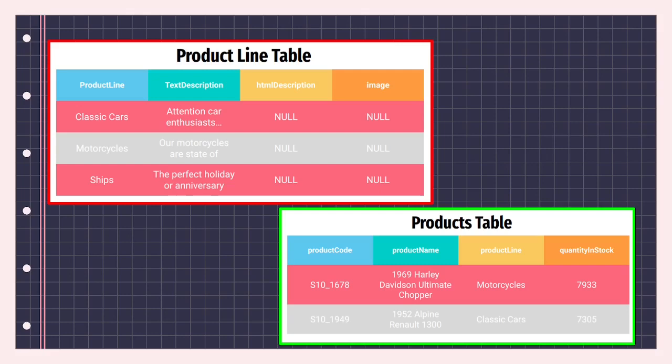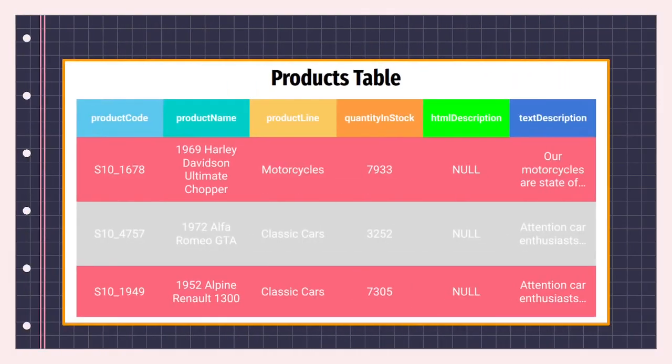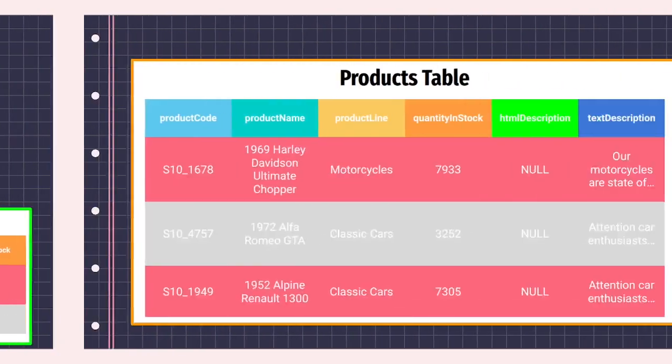Is it a good design, or is it a good idea that he decided to place the product lines in a different table and the products in a different table? Because you might think that, okay, these two are related and they should just be in a single table like this, right? So basically, I have the product code, the product name, the product line, the quantity in stock, and you have the HTML description and the text description. So basically, we just combine these two tables into one.